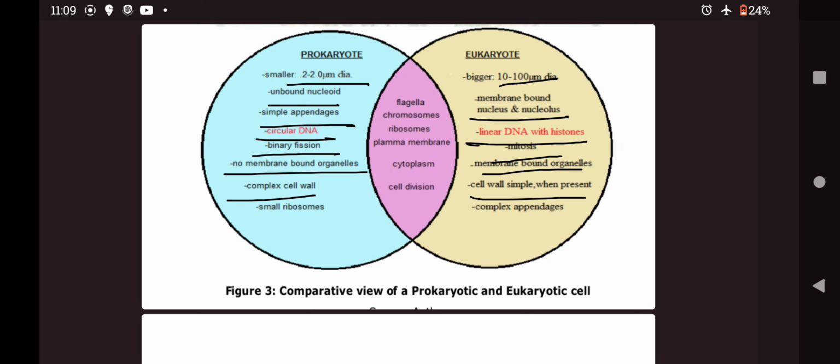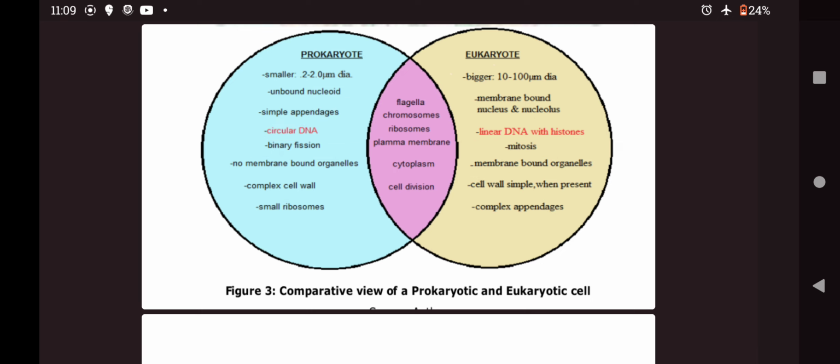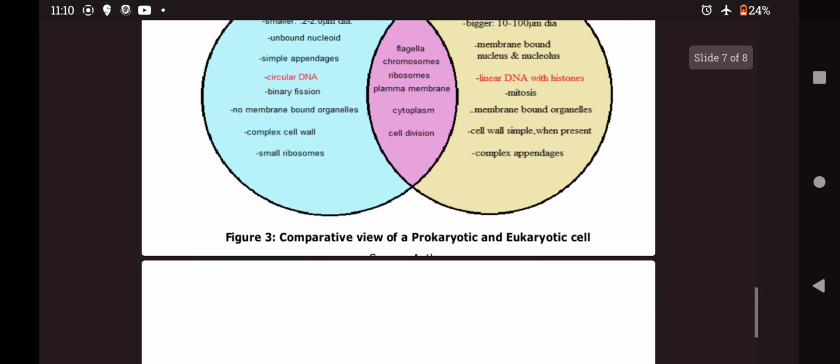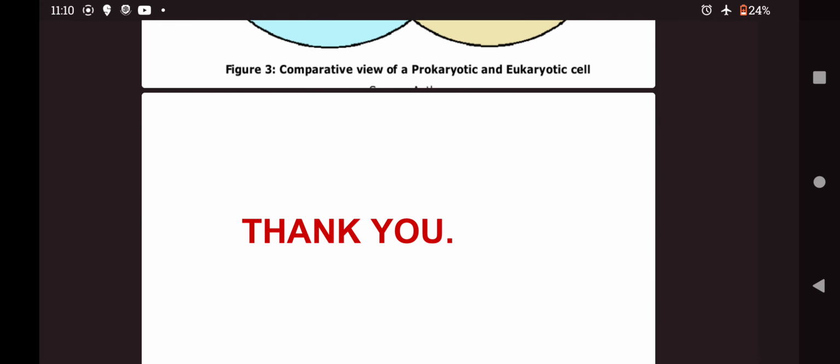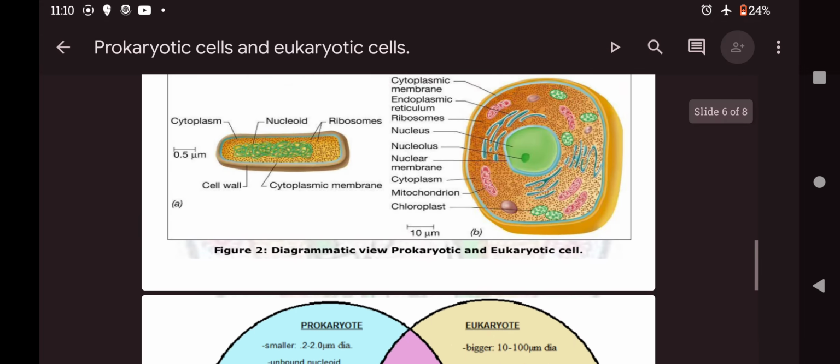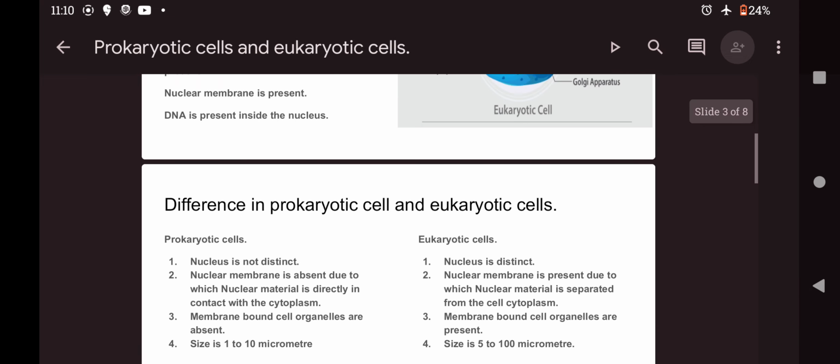And these are the similarities, like flagella, chromosome, ribosome, plasma membrane, cytoplasm, and cell division. These are the points which take place in both prokaryotes and eukaryotes. So yes students, this is all about the prokaryotic and eukaryotic cell. Thank you.